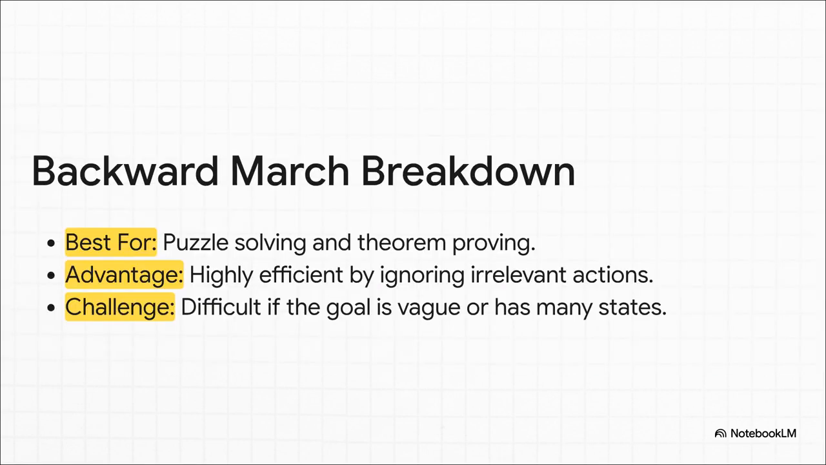Now, this backward approach is a total game changer for solving complex puzzles or proving theorems, any problem with a super specific, well-defined goal. Its main advantage is that it's incredibly efficient. It just ignores any action that doesn't directly lead to the goal. The catch? It's pretty useless with vague goals. You can't just tell an AI to be happy and expect it to work backward from there.